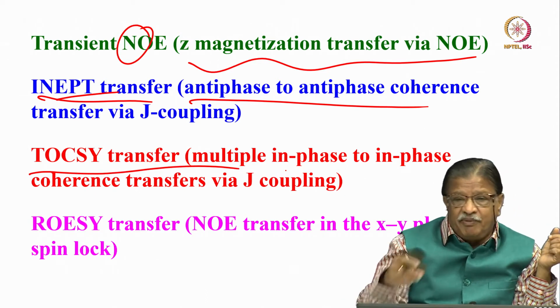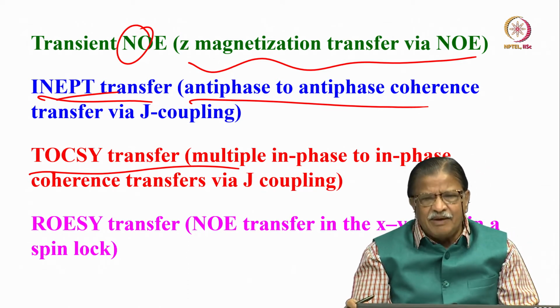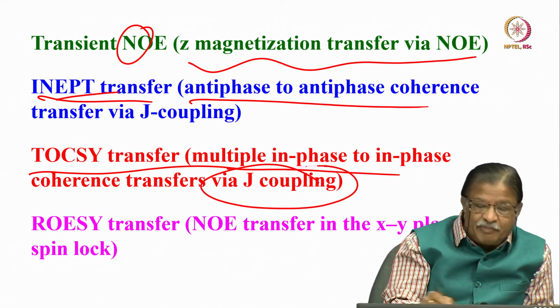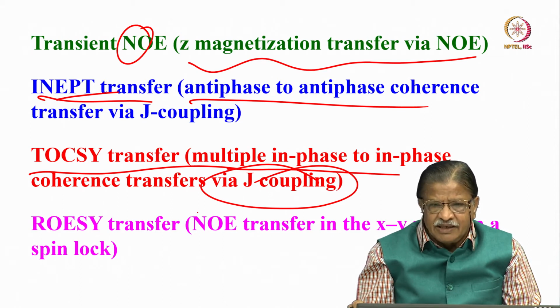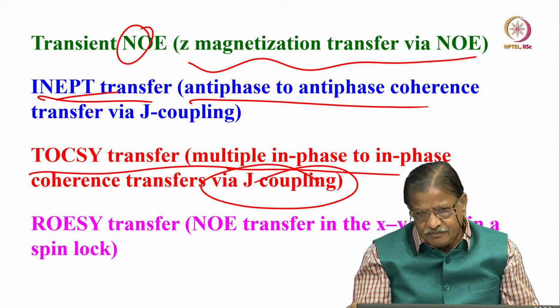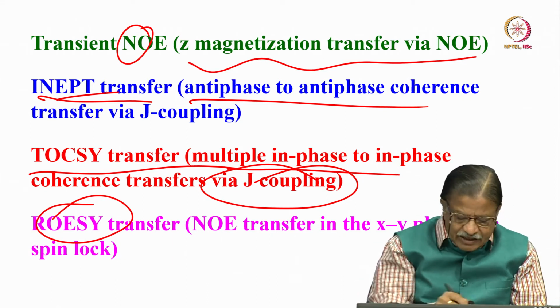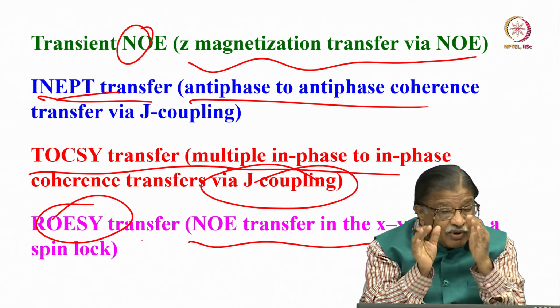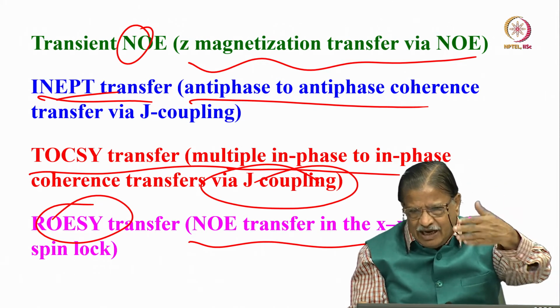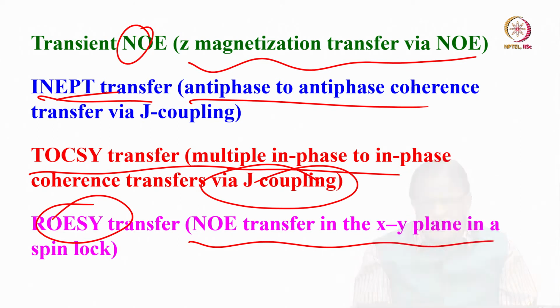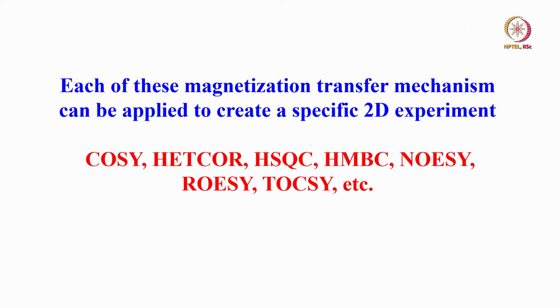TOCSY is another experiment which we will discuss. It is in-phase to in-phase coherence transfer, which is another very interesting thing. Again it happens via J coupling. ROESY is rotating frame Overhauser effect spectroscopy, where the NOE transfer takes place in the XY plane, during what is called a spin lock. Maybe I will explain spin lock when I come to solid state, where we will discuss cross polarization etc. I will discuss what spin lock is at that time.